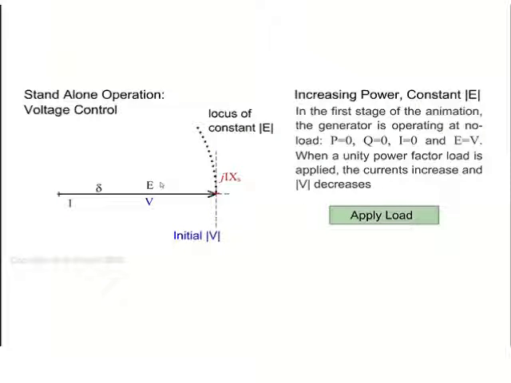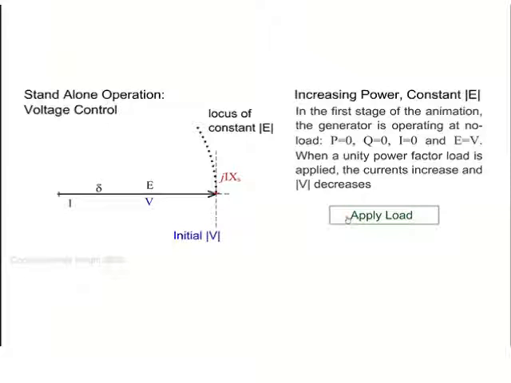Let us understand this standalone operation of voltage control of unity power factor. So in this first stage of animation, the generator is operating at no load. Any load is not applied, that is P is equal to 0, Q is equal to 0 because I is equal to 0, and therefore E is equal to V. When a unity power factor load is applied, the current increases and the voltage decreases.